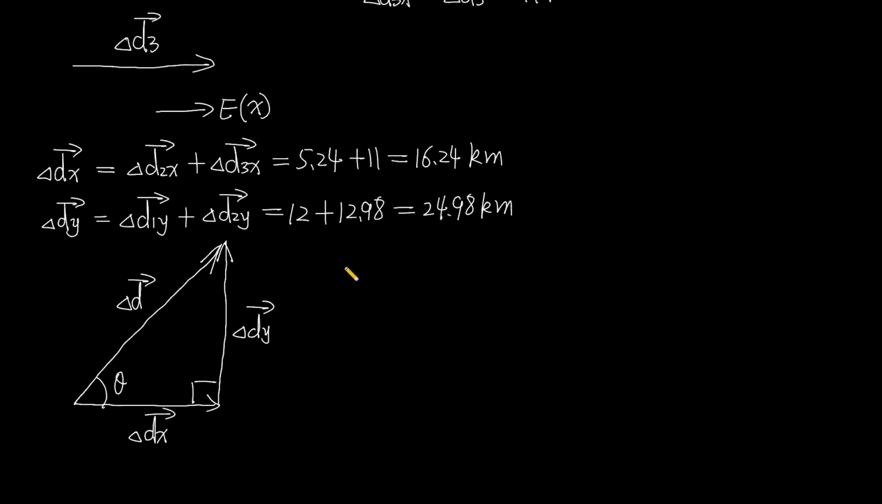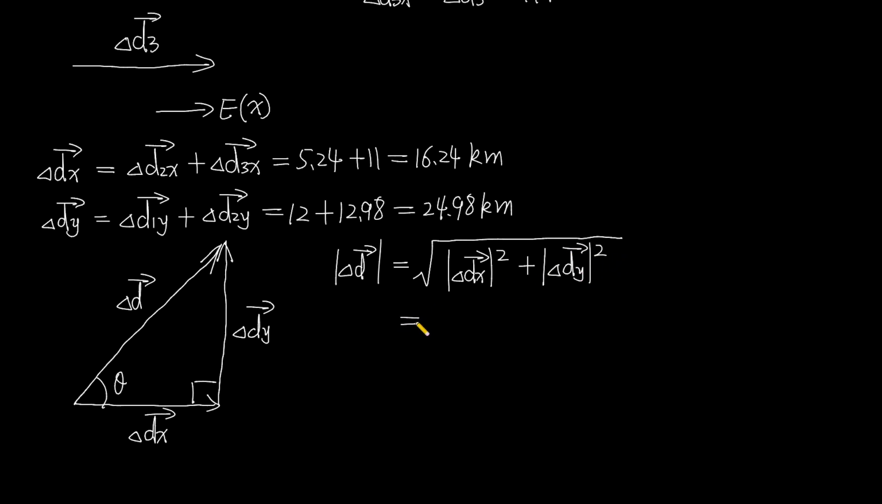So from the graph, we can know that the magnitude of vector delta d equals the square root of the magnitude of delta dx squared plus the magnitude of delta dy squared, and this equals the square root of 16.24 squared plus 24.98 squared, which equals 29.79 kilometers.